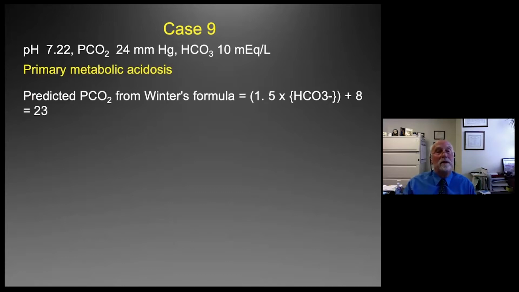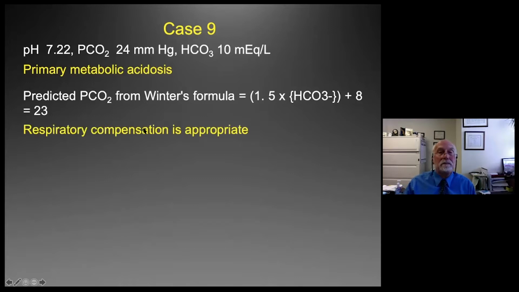And the next thing you want to do is look for compensation. And I showed you the Winters formula previously. If you plug that in, you're going to get a predicted PCO2 of 23, which is within the plus or minus 2. So there is no other respiratory disorder here. This is the appropriate compensation for that degree of acidosis.